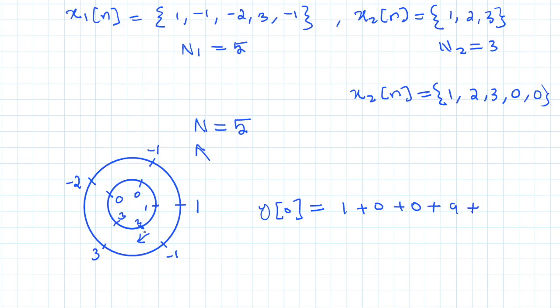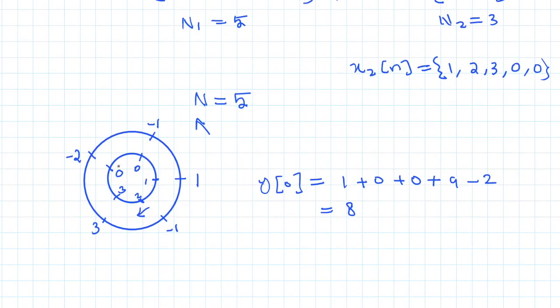Then this is 2 into -1, that is -2. Okay. So if you do the math, then this would be 8. Okay. Now in order to get the second sequence, I need to rotate the values of inner circles in the counterclockwise direction, that is in this direction, by one sample at a time.